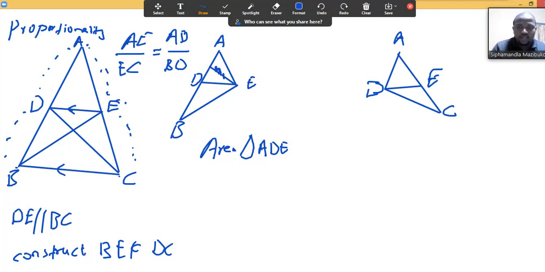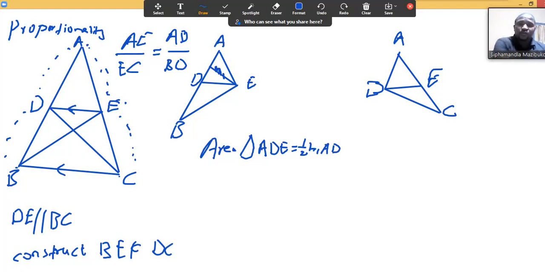So the area of this triangle should be nothing but 1 over 2 times height, which is H1, times base. In this case, our base would be AD. Okay, so that was the first thing to do.